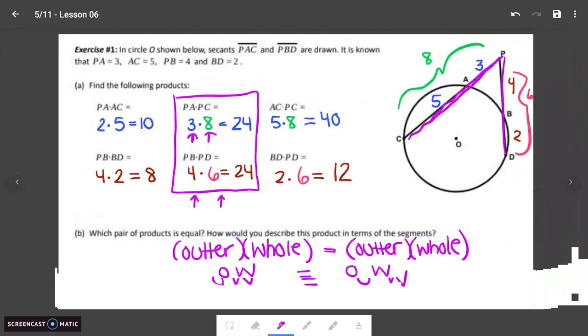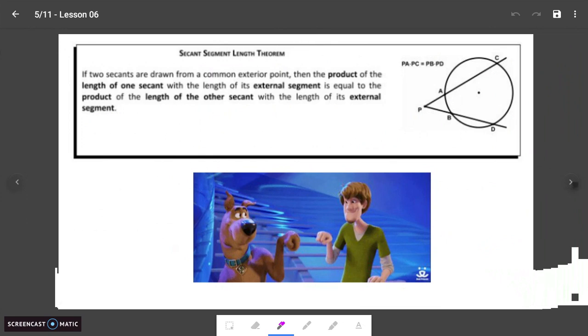So ow, ow. Lucky for you guys this year, the one nice thing is that you don't have to memorize as much. You don't have to worry about having this memorized for a Regents exam, just to understand where it comes from. On my next slide, that's exactly what the rule is. If two secants are drawn from a common exterior point, then the product of the length of one secant, the whole thing, with the length of its external piece, the outside piece, is equal to the product of the length of the other secant with the length of its external piece. So again, it's outer times whole. And you'll see Scooby and Shaggy going in for the fist pump now that we've got a new rule.